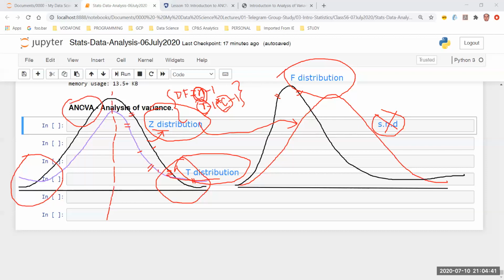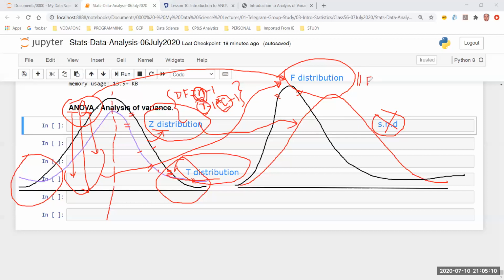So ANOVA is a short form for AN and OVA. AN is called analysis, then you have O, which refers to of, and VA refers to variance. Basically, using this test, I'm going to make use of an F distribution. An F distribution is going to come in handy when I do ANOVA tests, and in that case, I'm going to simply do an F test.